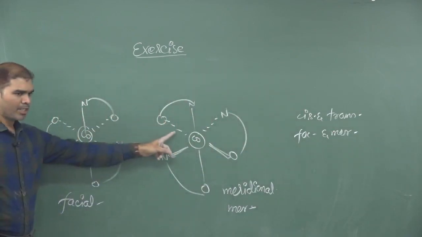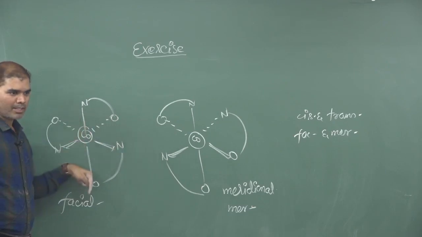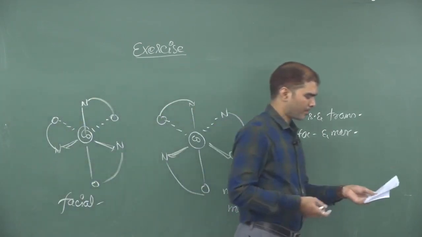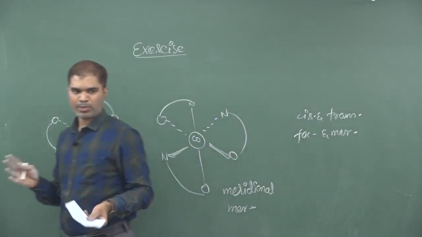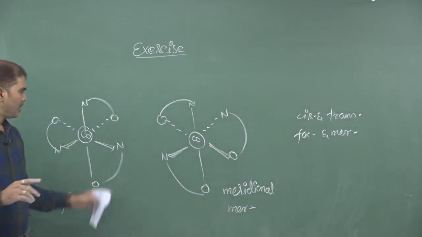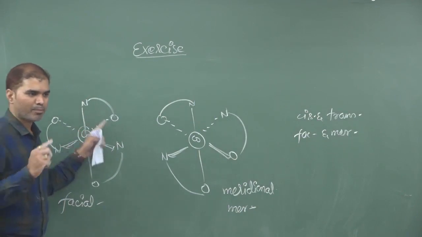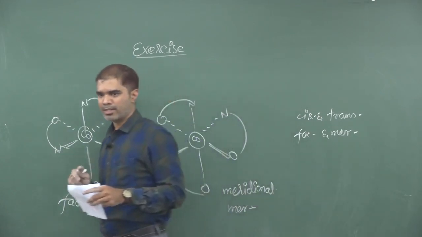So do you have geometrical isomers? Yes, geometrical isomers are present. This can exist as its mirror image. So enantiomers are also present. Next, ionization isomerism, there is no ion. Linkage isomerism, no, there is no linkage isomerism, because glycinato is not an ambidentate ligand. It is a polydentate acyclic ligand.